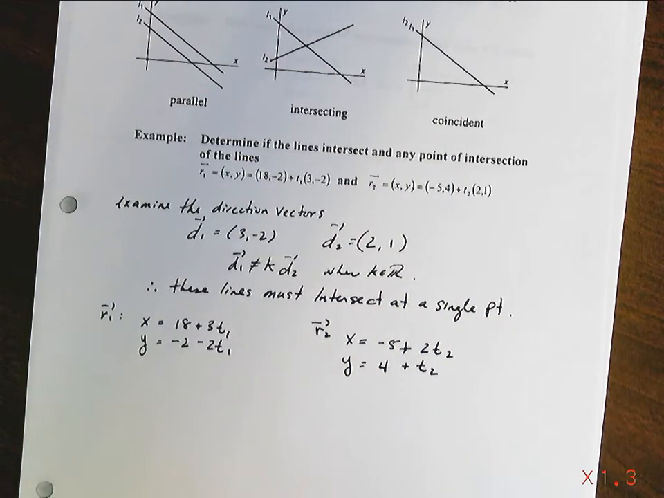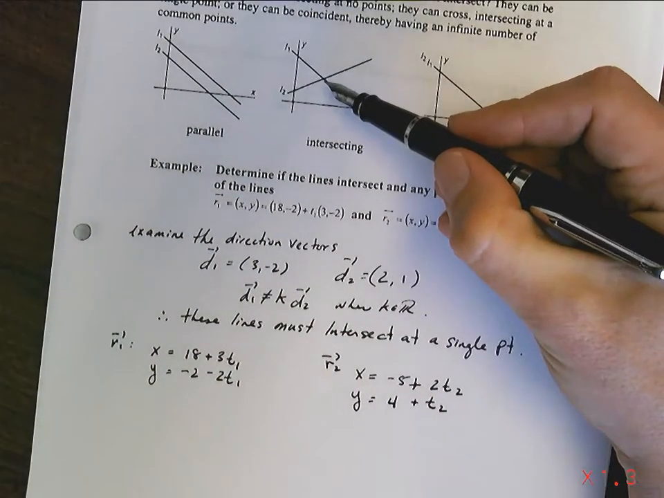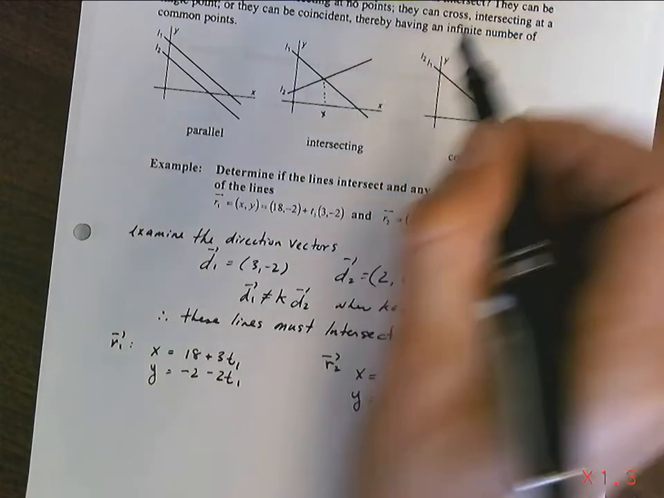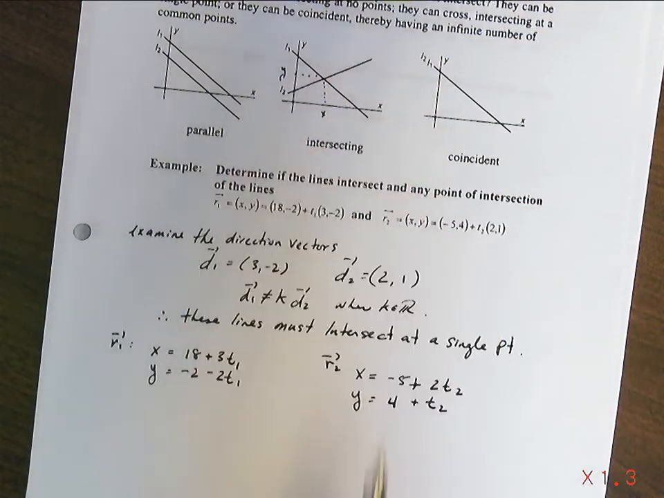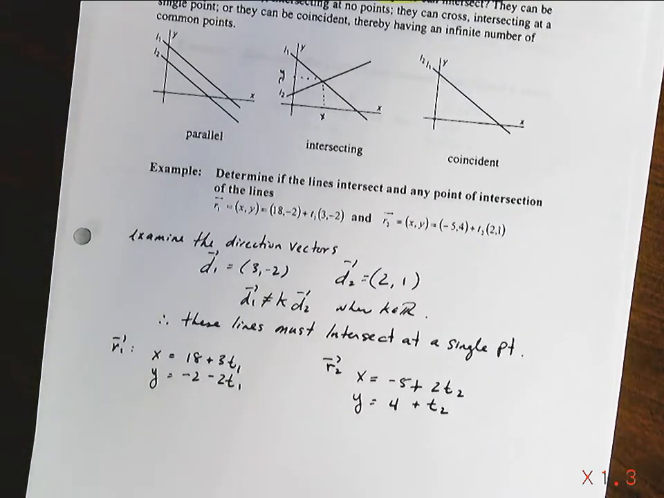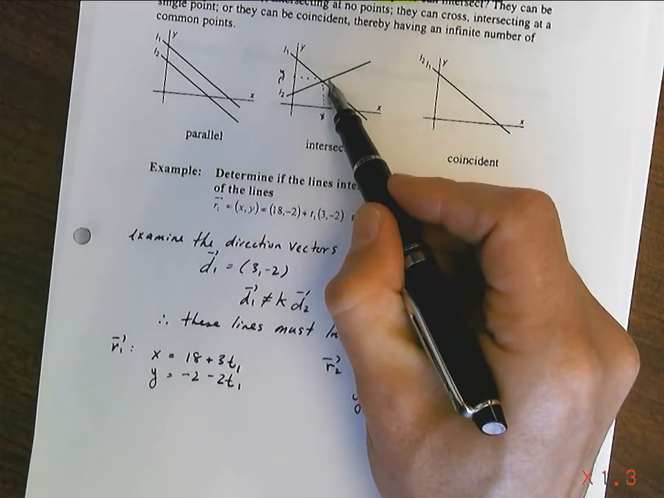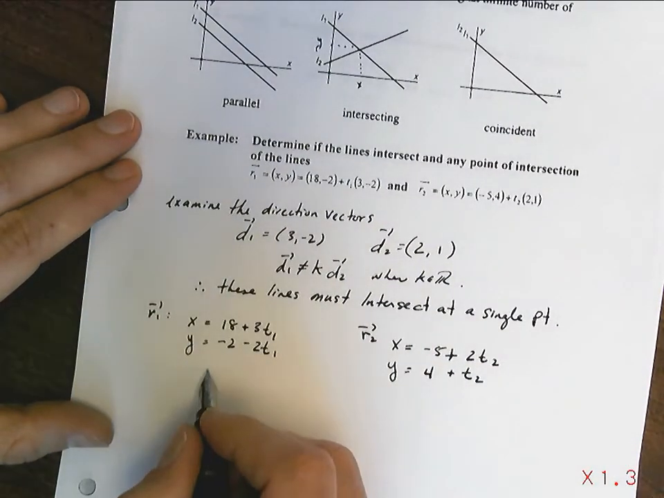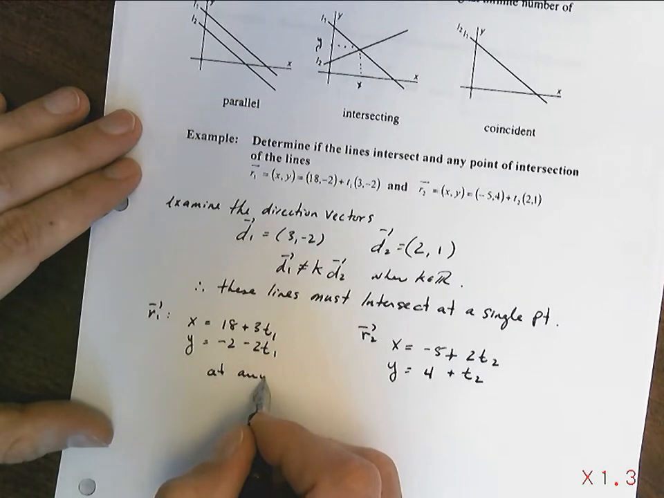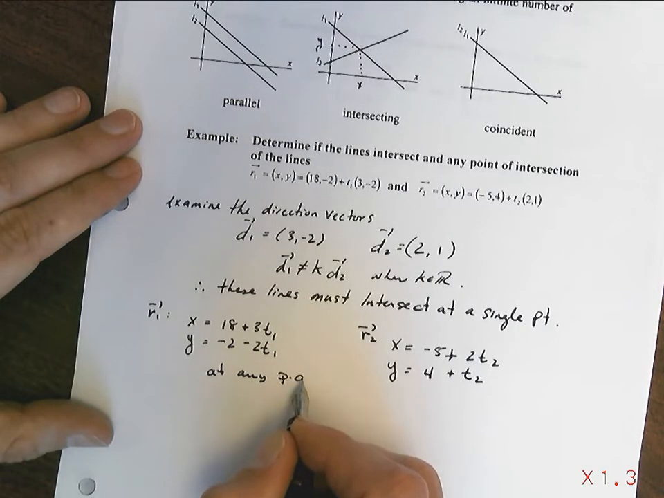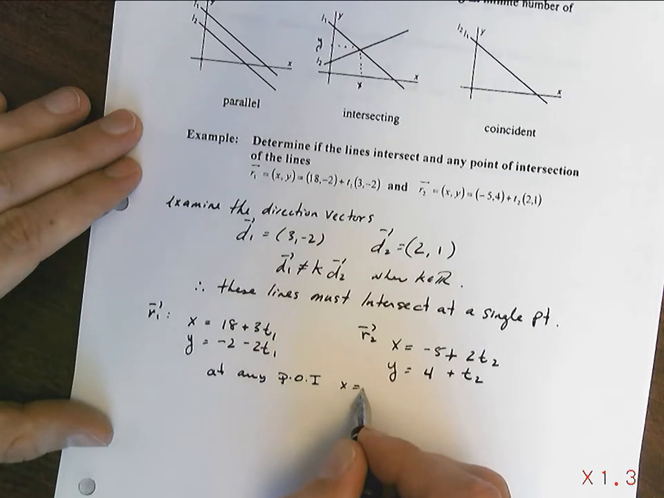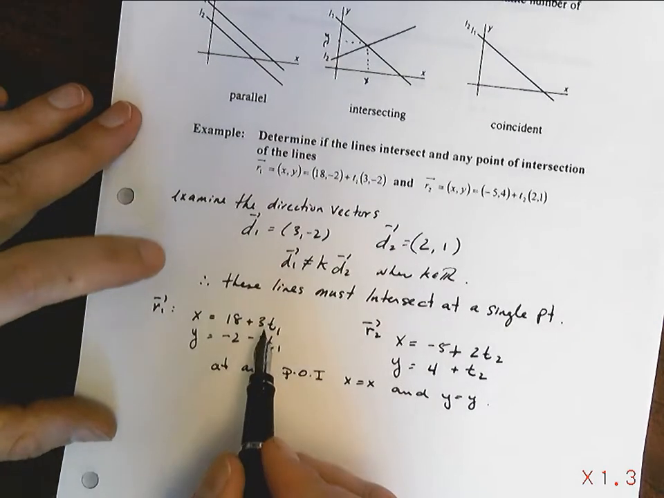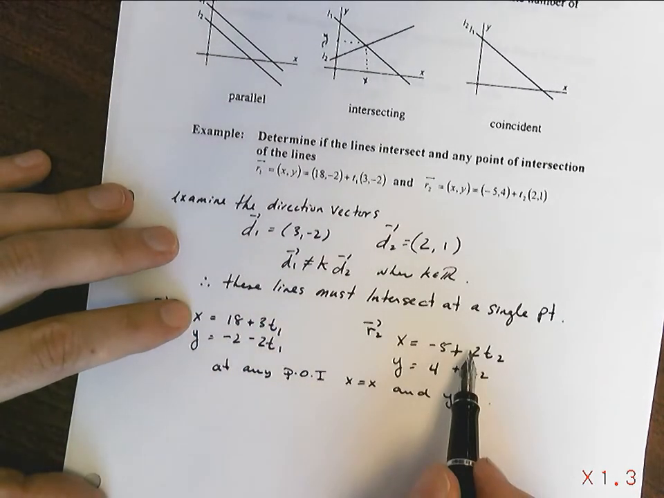Okay. Now at a point of intersection, notice that for both lines, the x value and the y value at a point of intersection must be the same for both lines. So whatever the x value is at this point is the same x value for both lines, and the same is true for the y value. So I'm going to go so far as to say, at any point of intersection, x will equal x, and y will equal y. Which means that this x must equal this x.